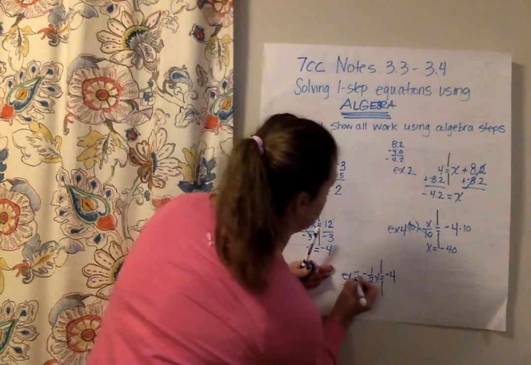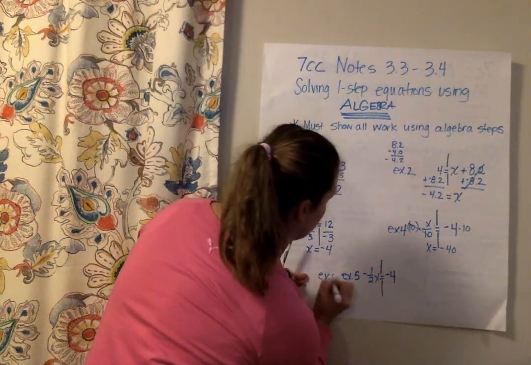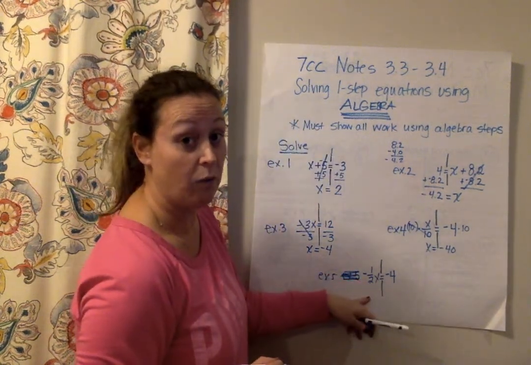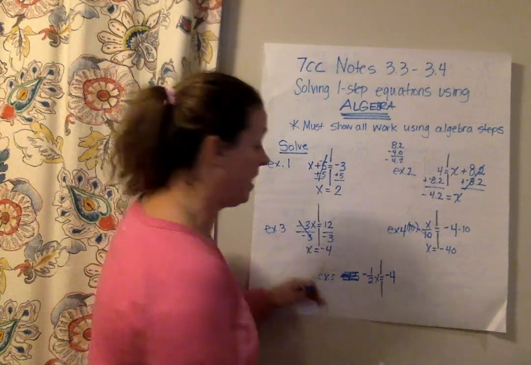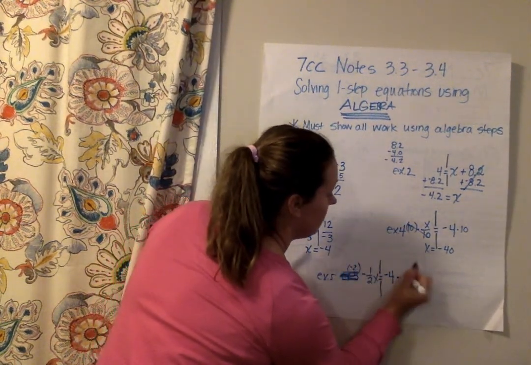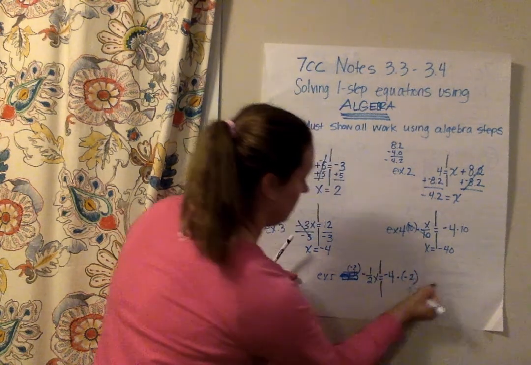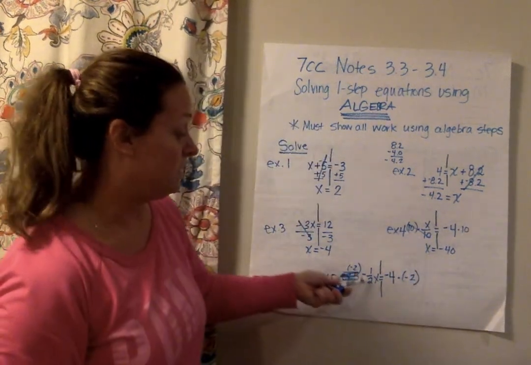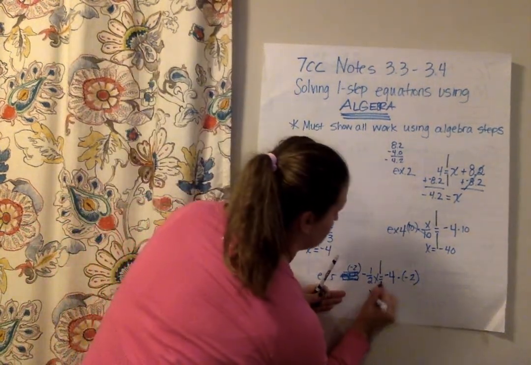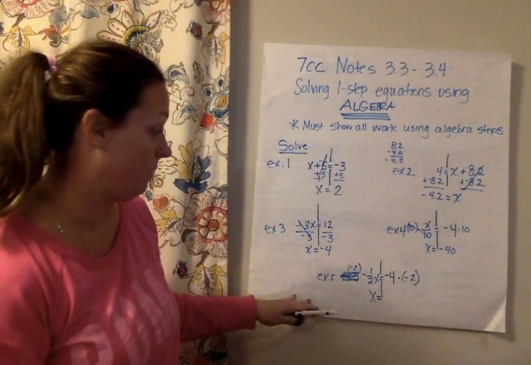All right, this example 5 is going to get in my way, so I'm going to rewrite it over here. All right, so I need to divide both sides by negative 1/2. Dividing by negative 1/2 is the same as multiplying by negative 2. So I'm going to multiply by negative 2. Negative 2 times negative 1/2 equals x, or 1x. So now I've just isolated the variable.